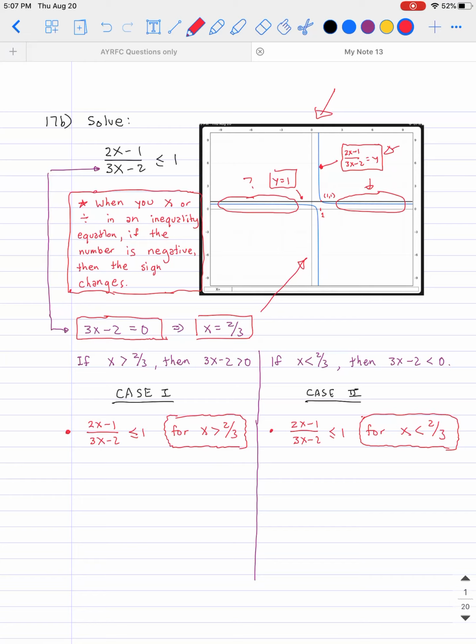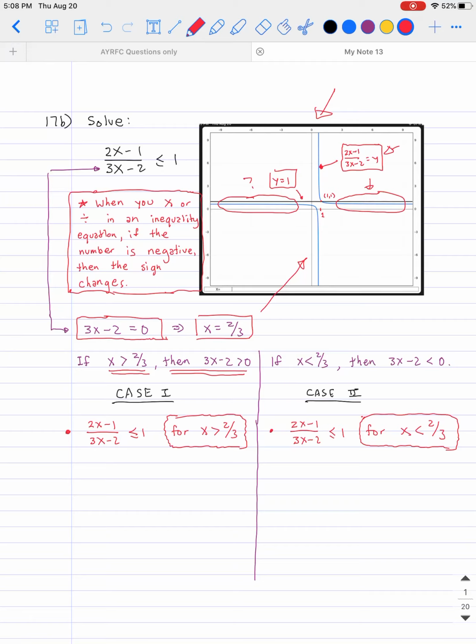So here's what I'm going to write. If x is greater than 2/3, then that means the expression in the denominator, 3x - 2, is greater than 0. So if x is greater than 2/3, I don't have to worry about changing the inequality sign, because for all the values of x greater than 2/3, the denominator will always be positive, so I don't have to change anything. So that's case 1 that we probably all solved for.